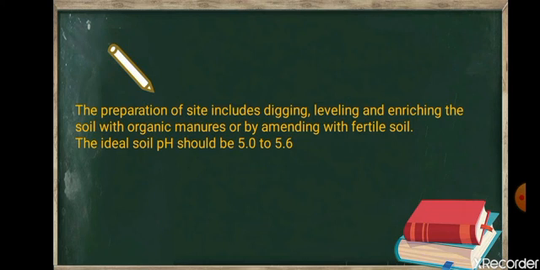Site and soil. The preparation of the site includes digging, leveling, and enriching the soil with organic manure or by amending with fertile soil. If the soil is very heavy, coarse sand may be added by removing subsoil to a depth of 20 cm. The ideal soil pH is 5 to 5.6. If it is very acidic, lime should be added, and to clay loam or alkaline soil, gypsum of the same quantity may be added. Provision of drainage for excess rain water should be made if the ground is not sloping.